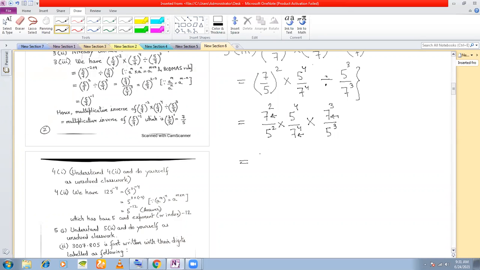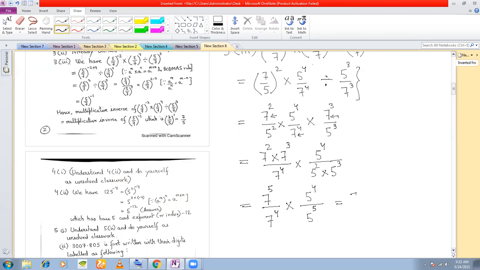You collect these together. That means you can write this as 7 square into 7 cube divided by 7 to the power of 4 into. Now you collect the 5's together. 5 to the power of 4 divided by 5 square into 5 cube, right? So now what you do, 7 square into 7 cube will become 7 to the power of 2 plus 3, which is 7 to the power of 5. 7 to the power of 4 you write as it is into 5 to the power of 4 divided by 5 square into 5 cube. You add up the powers, it will become 5 to the power of 5.